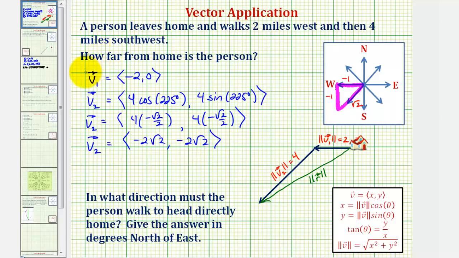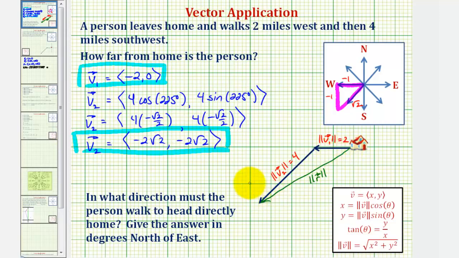Okay, so now that we have vector v sub 1 and vector v sub 2 in component form, to find the resultant vector, we'll find the sum of these two vectors, where again, vector r is equal to vector v sub 1 plus vector v sub 2. Let's find this sum on the next slide.